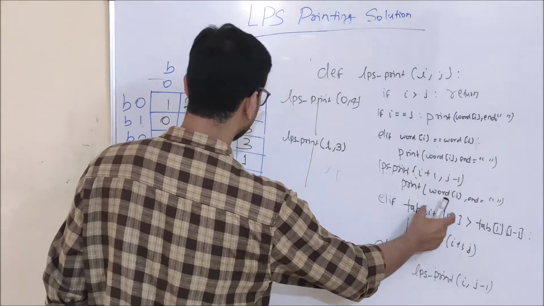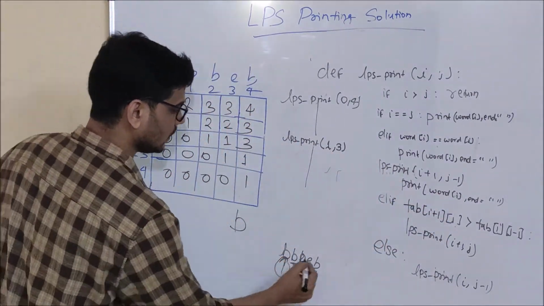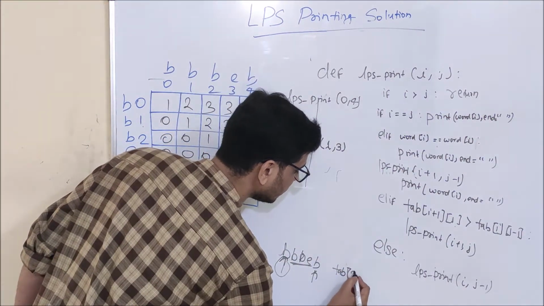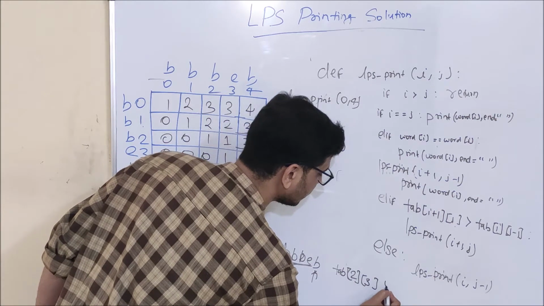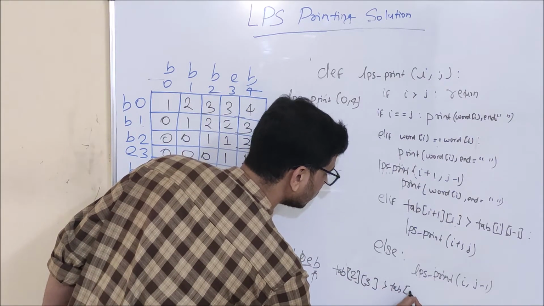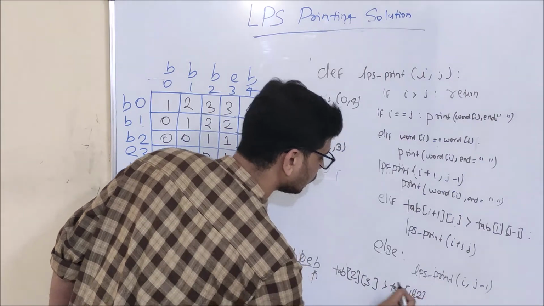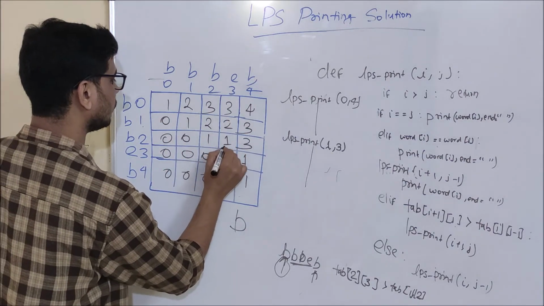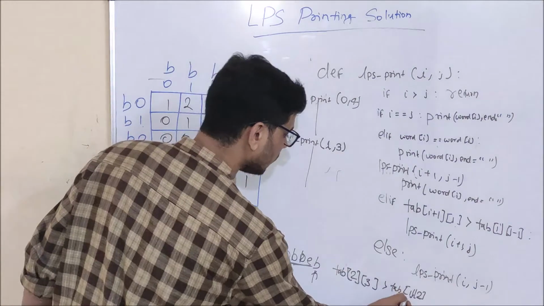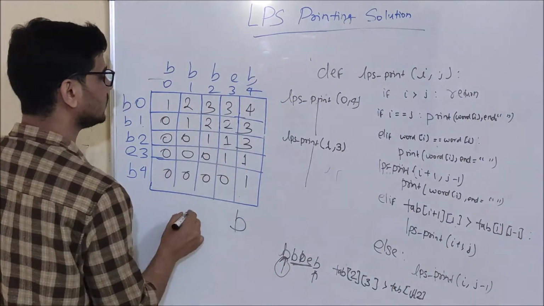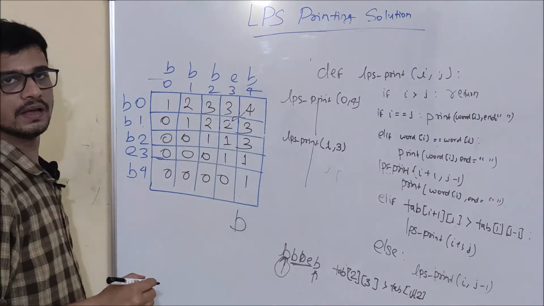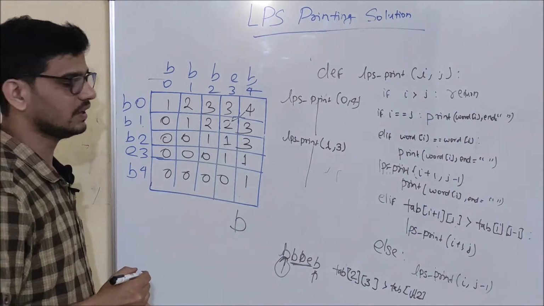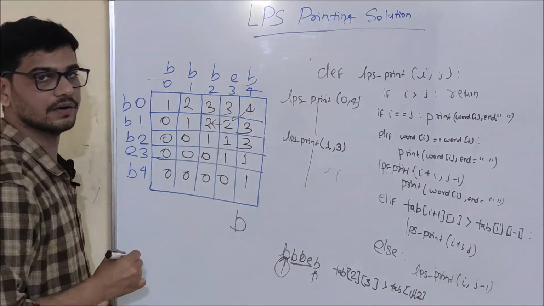It will check basically in the table. See, it will check in tab. Here it is LPS of 1, 3. It will check whether tab of 2, 3 is greater than tab of 1, 2. Okay. See, what is tab of 2, 3? Tab of 2, 3 is this particular value. And tab of 1, 2 is this particular value. So basically, I have printed b and moved to this particular place, and I will check in the left and down value which one is greater. So basically I am moving here.